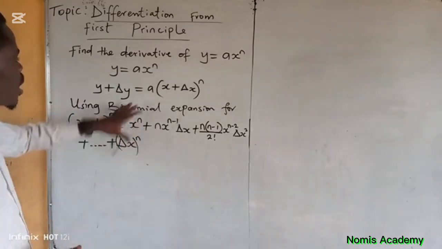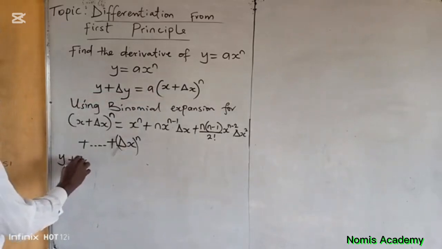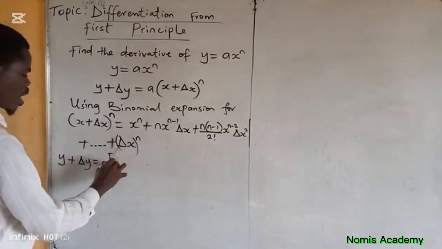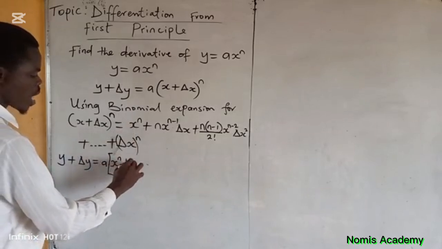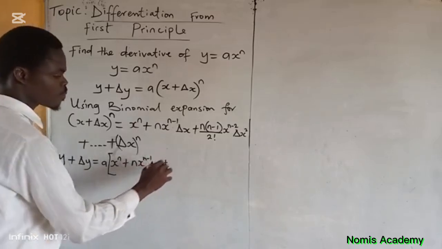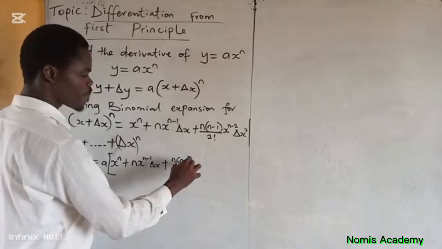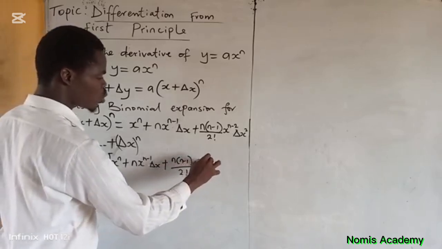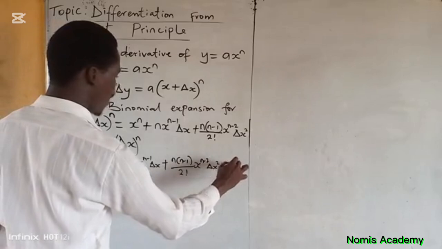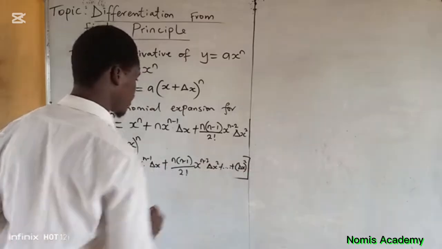Alright, we are going to bring this into the equation. So that will be y plus delta y equal to a into x raised to the power of n plus nx raised to the power of n minus 1 delta x plus n into n minus 1 all over 2 factorial x^(n minus 2) delta x squared, and then plus epsilon plus delta x raised to the power of n. Then we close the brackets.